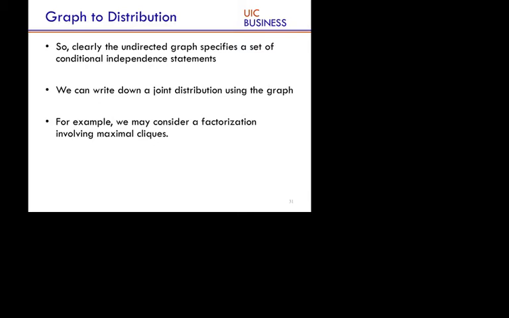Clearly, the undirected graph specifies a set of conditional independent statements. That's what we read off from the graph, and we can also write a joint distribution using the graph. We saw that with the 3-node graph, we wrote a joint distribution which had 3 factors, for every edge. But because we have a clique here which has 3 nodes itself, we could have written a single factor, right?